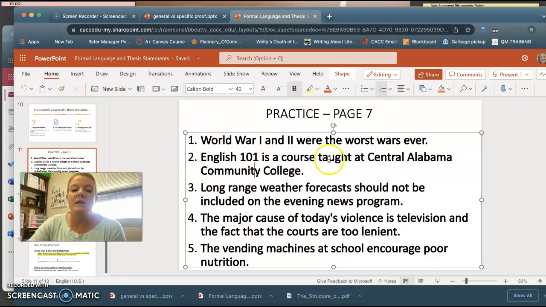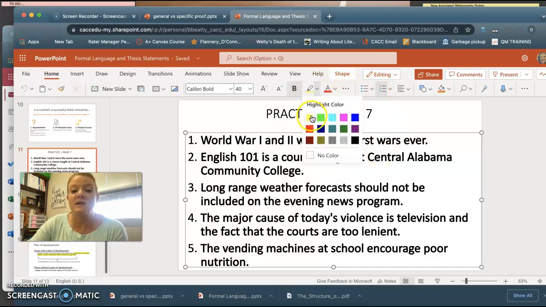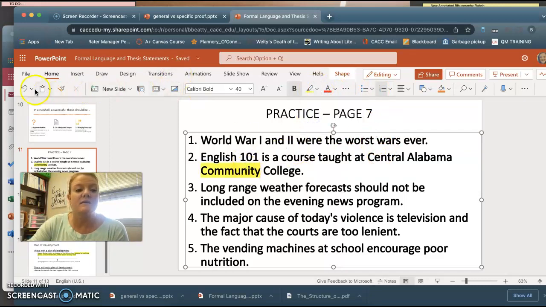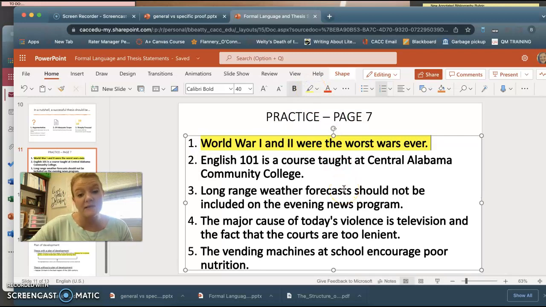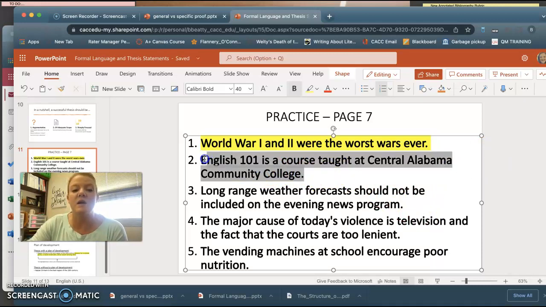So, "World War I and II were the worst wars ever." This first one right here is a bad thesis statement because of the word "ever." If you say World War I and II were the worst wars ever, then your paper has to discuss every single war that has ever been fought on the face of the planet. "English 101 is a course taught at Central Alabama Community College." That is also a bad thesis statement.